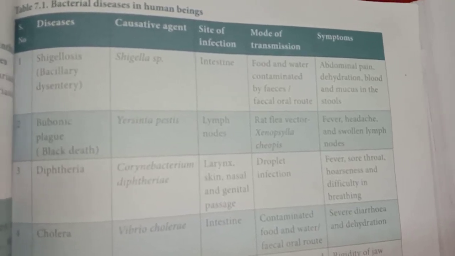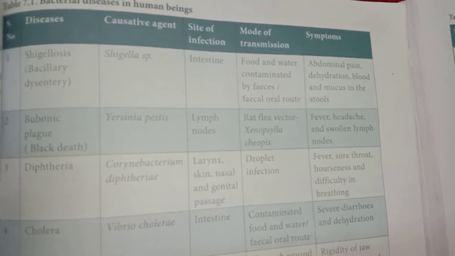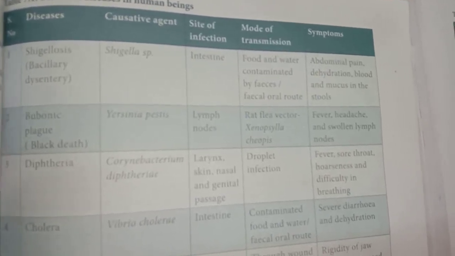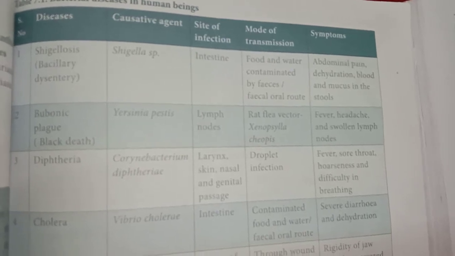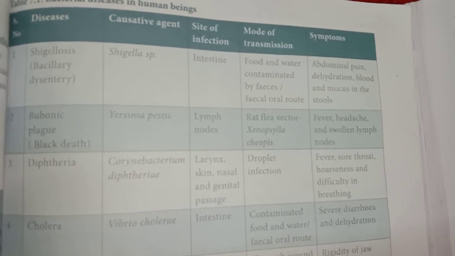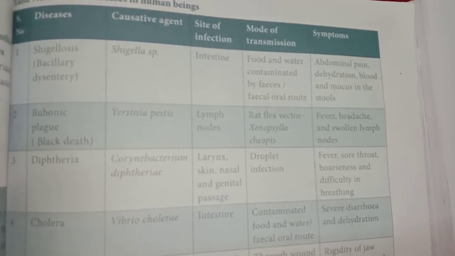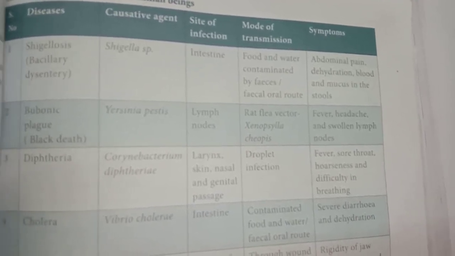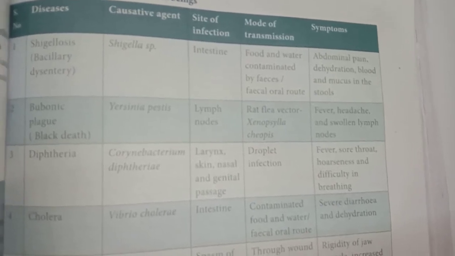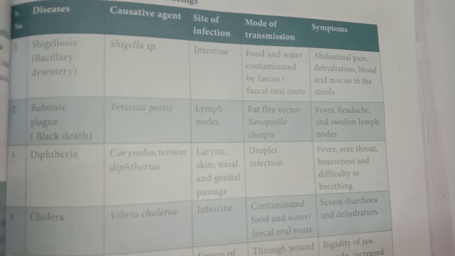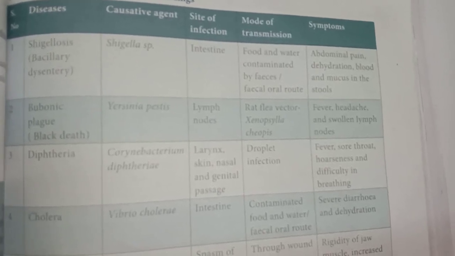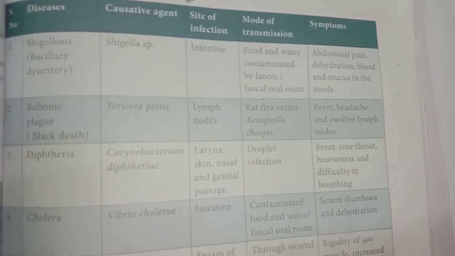Then site of infection: this disease affects our intestine. Then mode of transmission, meaning how this disease is spreading: food and water contaminated by feces, or fecal oral route. Contaminated food and water means food and water with this bacterial species. Feces means motions.